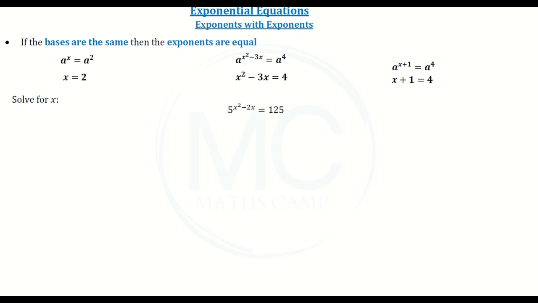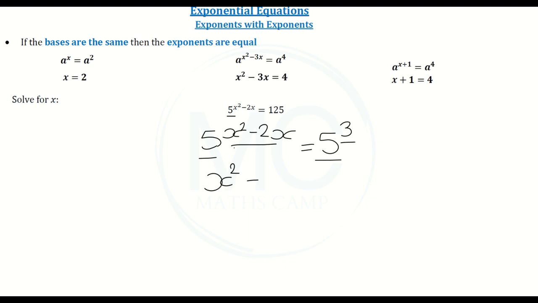Here we have 5 to the power of x squared minus 2x is equal to 125. We have a prime base of 5. So let's leave 5 to the power of x squared minus 2x as it is. 125 has a prime base of 5 and an exponent of 3. Now we have a prime base over here and a prime base over here, which means our exponents are equal. So we can say x squared minus 2x is equal to 3.